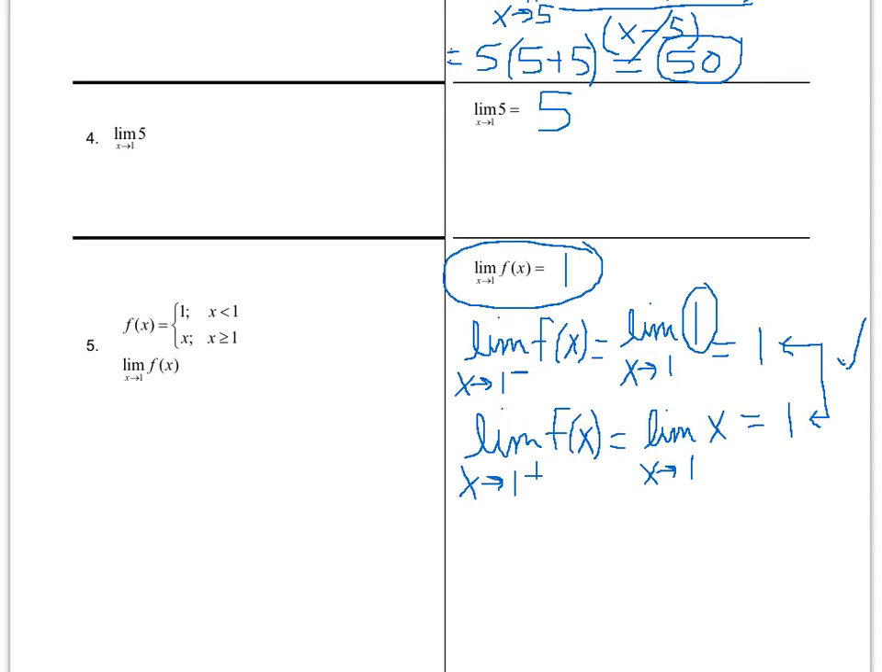So note the difference between this problem and problem number 2. This one we had to approach from both sides because the piecewise was defined differently on either side of 1. And in problem number 2, we did not have to do that because everywhere other than 0 was defined by the same function. If you have any questions on this, I'll be happy to answer it tomorrow.